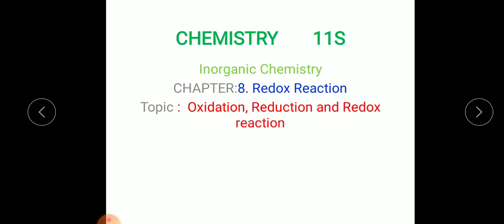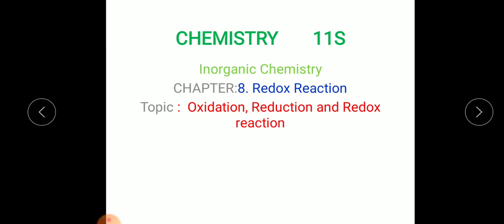In our last class, we completed the chapter chemical bonding and molecular structure. Now, today we are going to start the second part of our chemistry, inorganic chemistry. For this, you need to refer to your second part 2 book, Inorganic and Organic Chemistry. The first chapter of inorganic chemistry is redox reaction. So, we are going to discuss this redox reaction.